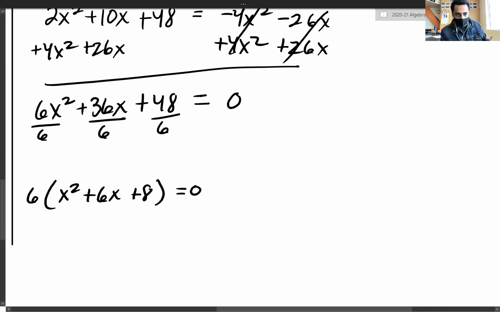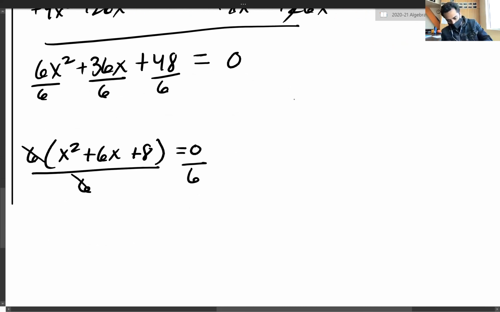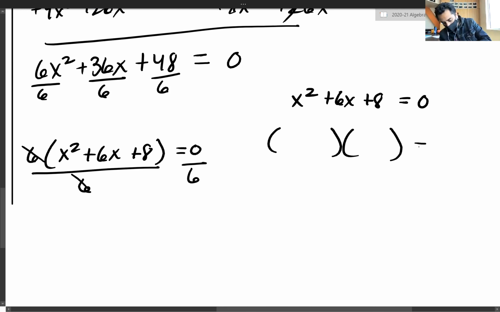Now remember, there's no such thing as setting 6 equal to 0. 6 was something that got factored out, but it's only an integer. So we can actually divide both sides by 6 to get rid of that for us. Now what we have is x squared plus 6x plus 8 is equal to 0. 0 divided by 6 is still 0. And then lastly, we want to factor this. Let's find our solutions for x.